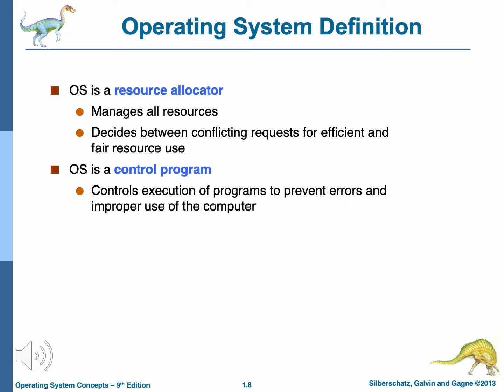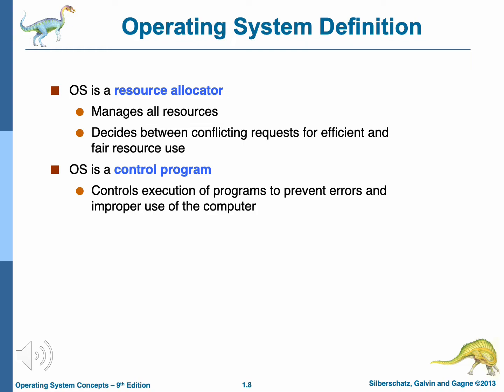System view. From the computer's point of view, the operating system is the program most intimately involved with the hardware. In this context, we can view an operating system as a resource allocator. A computer system has many resources that may be required to solve a problem: CPU time, memory space, file storage space, I/O devices, and so on. The operating system acts as a manager of these resources.